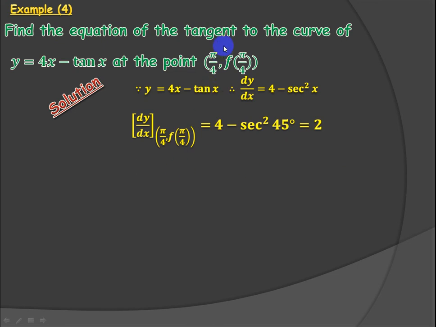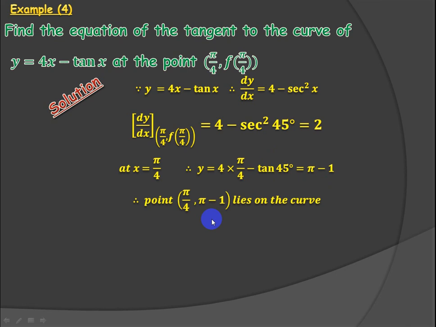Now I have the value of x is pi over 4. To get the corresponding value of the y coordinate, substitute in the equation of the curve by x equals pi over 4. So y equals 4 times pi over 4 minus tan 45, because I converted this angle from radian measure to degree measure. So y will be pi minus 1. So the point pi over 4 and pi minus 1 lies on the curve.